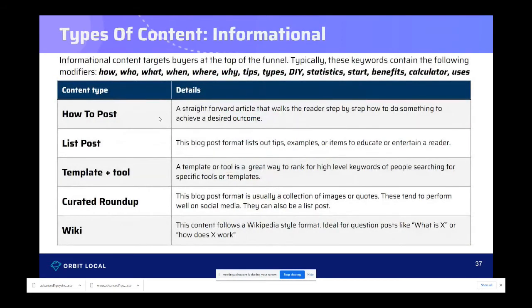I have a cheat sheet here that we use in-house to help figure out the modifiers. When you have informational content, you'll see the search modifiers there. And these are the types of content you can produce that will match the searcher intent, match that SERP intent. This is the type of content you can produce.